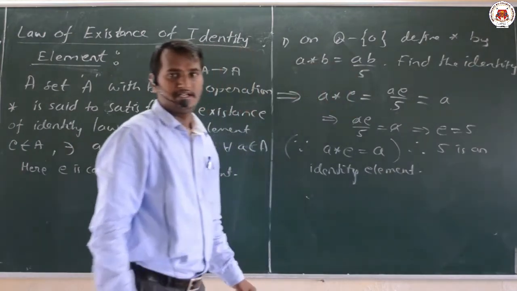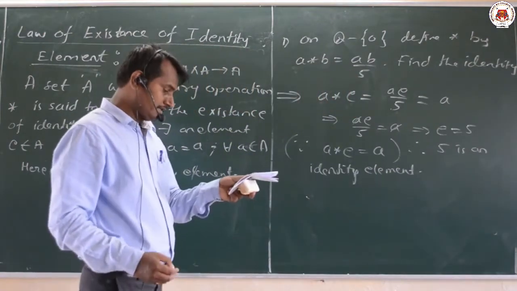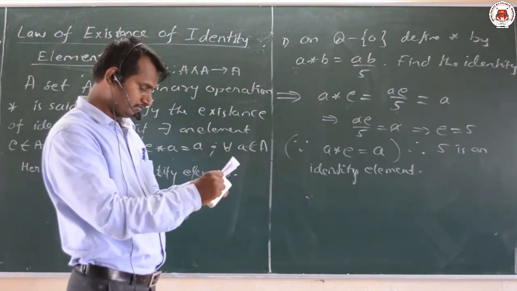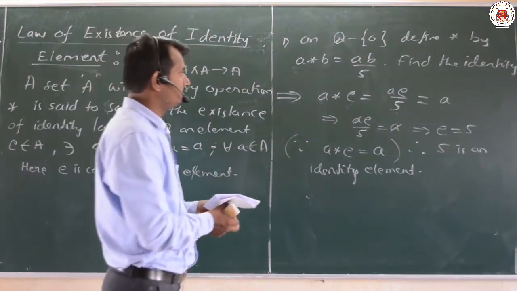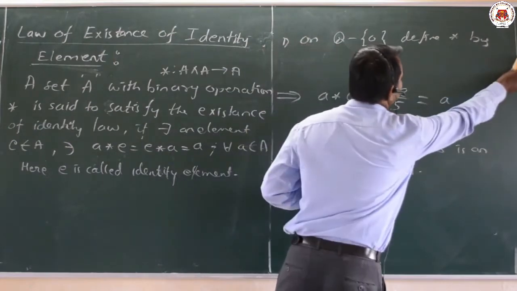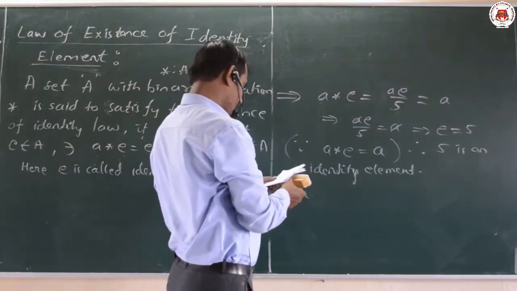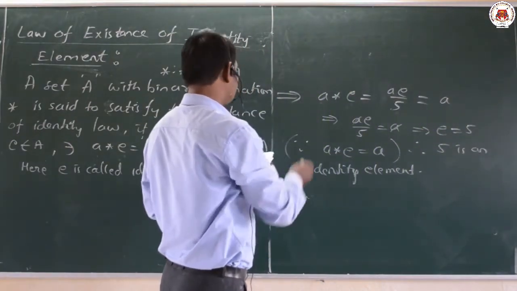Phi is an identity element. Okay, dear friends, now let us move on with the next problem, the second one. What is that?